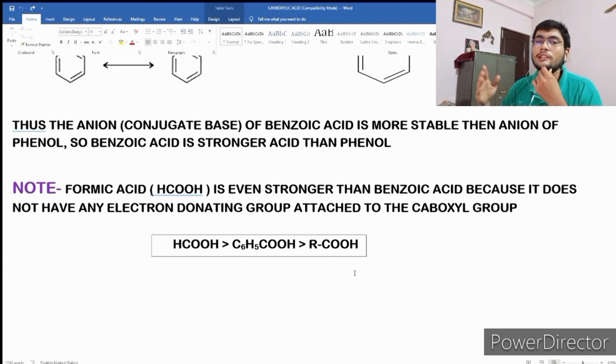But this is only true if there are no other substituents attached to it. If we attach any electron withdrawing substituent, then the trend will change. We will talk about it in the next lecture, but for now, if there is a simple carboxylic acid without any substituents other than hydrogen, then in such a case formic acid is the strongest acid, then comes benzoic acid, then comes the rest of the acids.